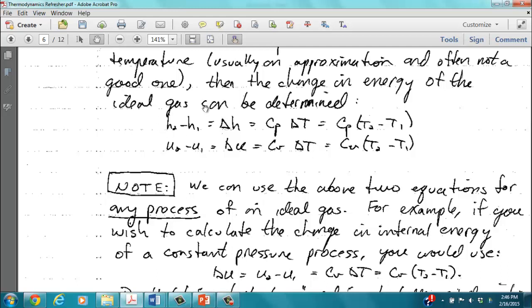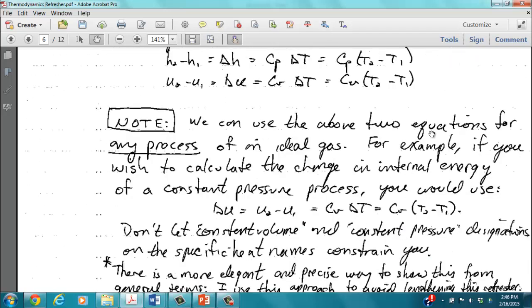Okay, you're going to want to put a box around these two equations because you're going to use them frequently throughout the semester. One important thing to note is that we can use these two equations to calculate the change in enthalpy or the change in internal energy, respectively, of ideal gases, regardless of the type of process. In other words, just because change in enthalpy is equal to Cp, the constant pressure specific heat, times change in temperature, does not mean that you have to have a constant pressure process to use this equation.